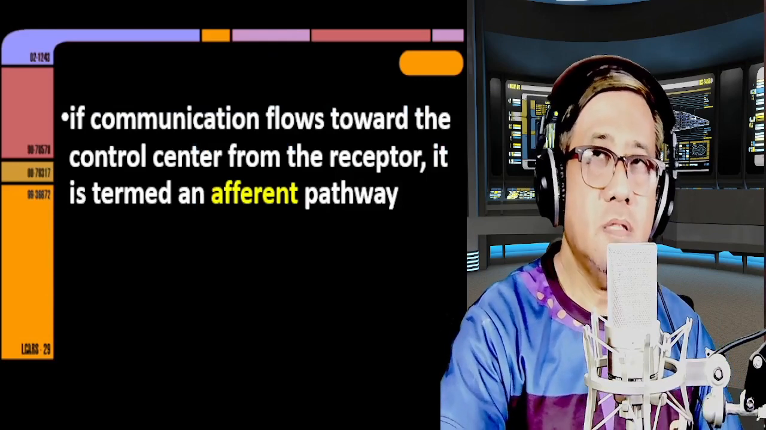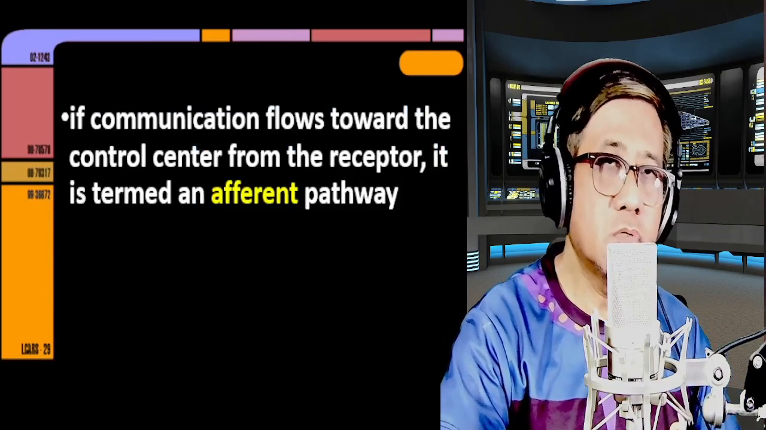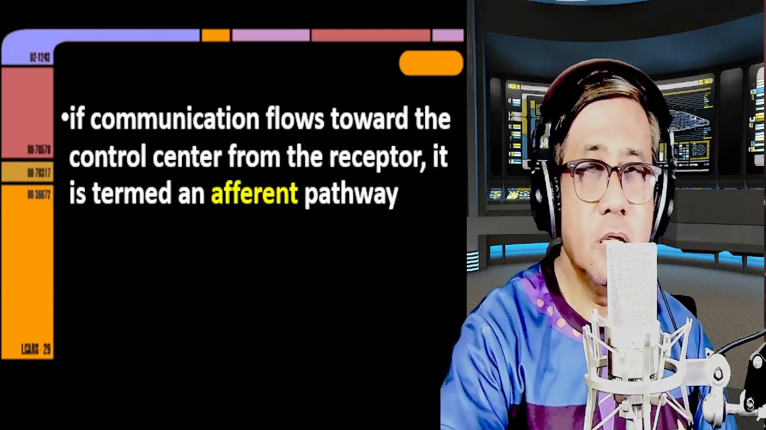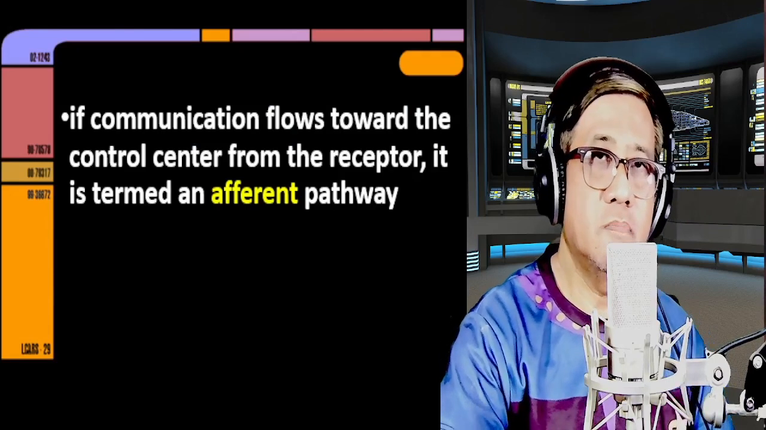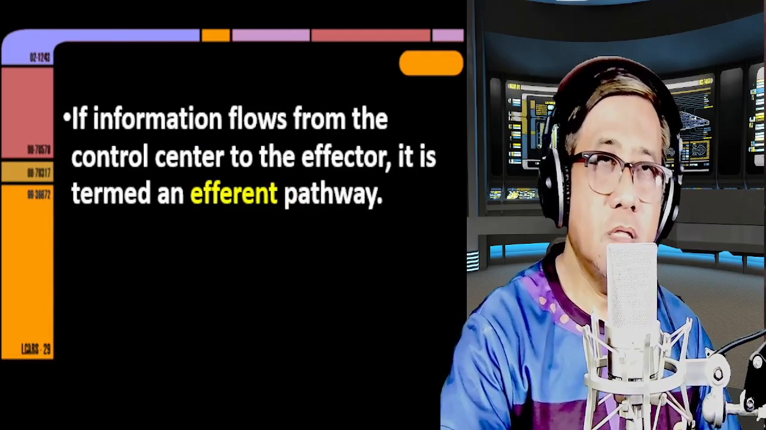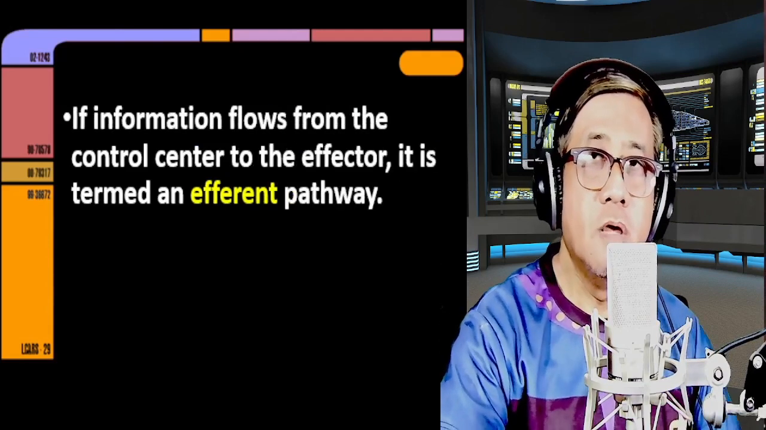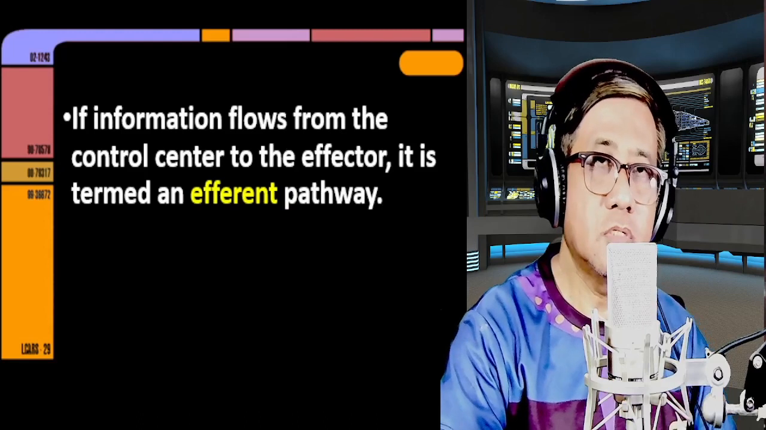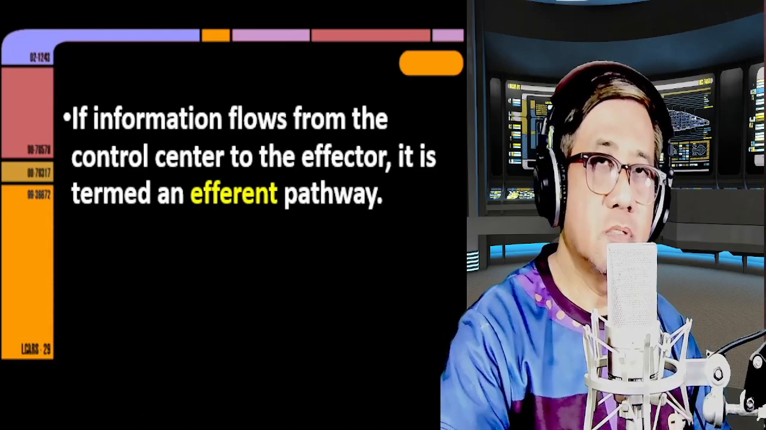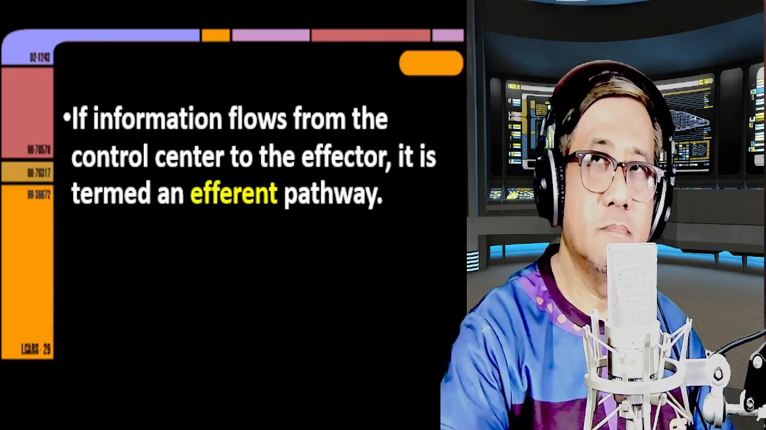Alright? So again, if communication flows towards the control center from the receptor, so receptor to the integrating center like the brain, you call it the afferent pathway. Alright class? And if information flows from the brain or nervous system to the effector, either muscle or gland, that is termed as the efferent pathway.